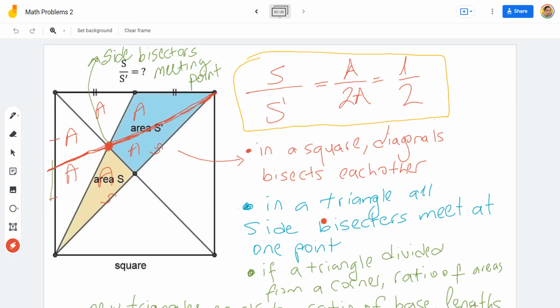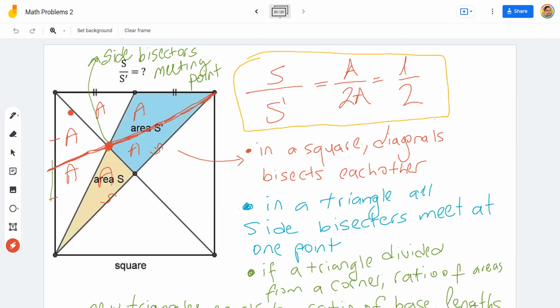So we need to use another rule. In a triangle, all the side bisectors meet at one point. This is a side bisector, this is a side bisector. So if we draw the third one, it will also pass through the same point, and it will also cut this side in the middle. After this, the final rule is if a triangle is divided from a corner, the ratio of the areas of the new triangles equals the ratio of the base lengths.